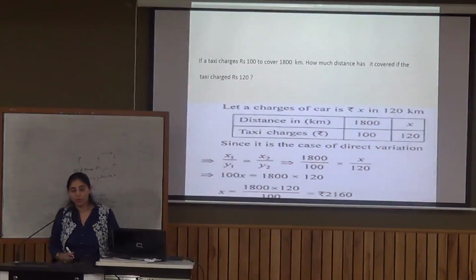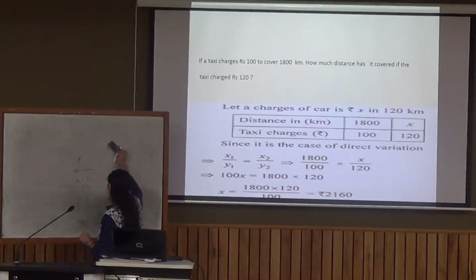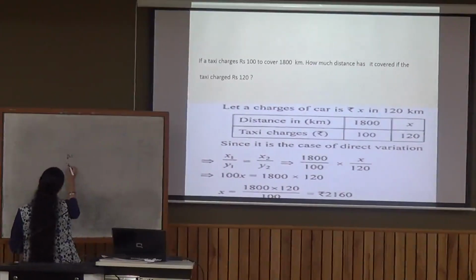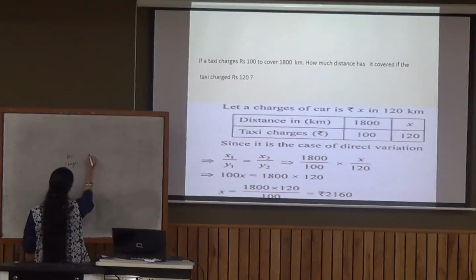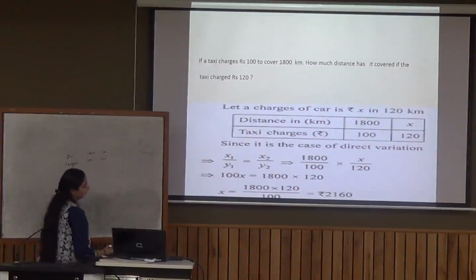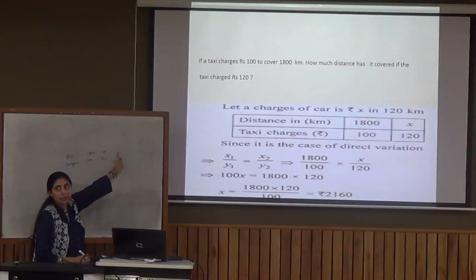There is one more proportion question. If a taxi charges rupees 100 to cover 1800 km, how much distance has it covered if the taxi has charged rupees 120? Now if we make a table for this, I have again two things in my mind. One is the distance and one is the charges. When the distance was 1800, the taxi driver charged rupees 100. Now I don't know what the distance was, but the charges have increased to 120. Now we can easily understand that as my price has gone up, definitely my distance has also increased from 1800 to some other quantity.